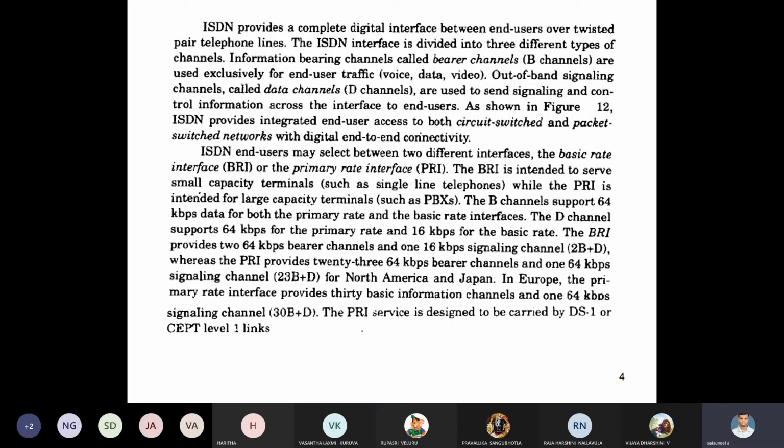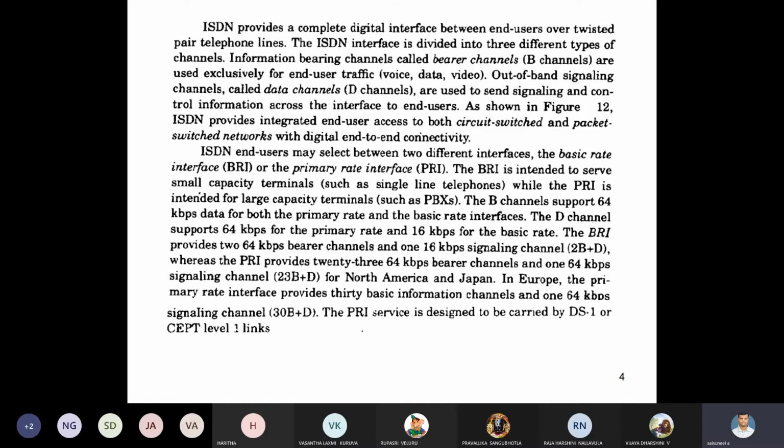After the connection takes place, how do we transmit data? There are three types of channels available. That is B channels, the bearer channels. Next, D channels, that is data channels. Next one is H channels, that is hybrid channels. What is meant by B channel? That is the bearer channel, which is used to transmit voice, data or video.